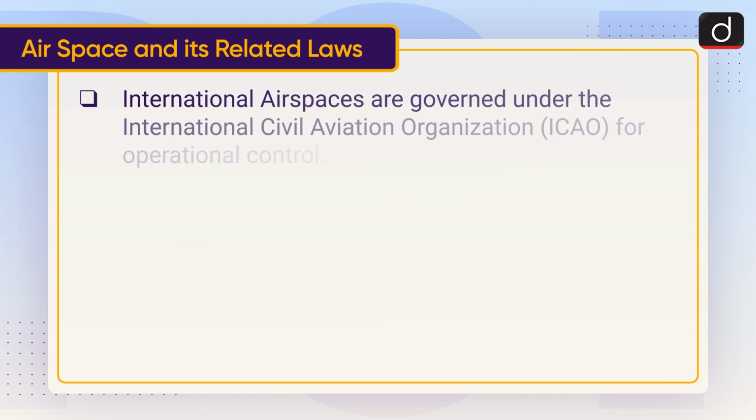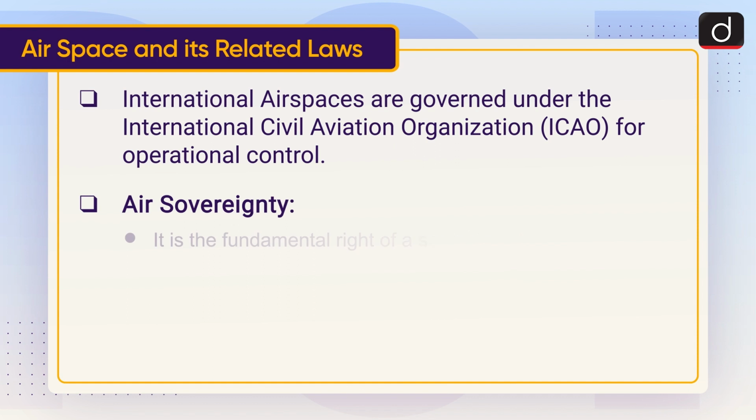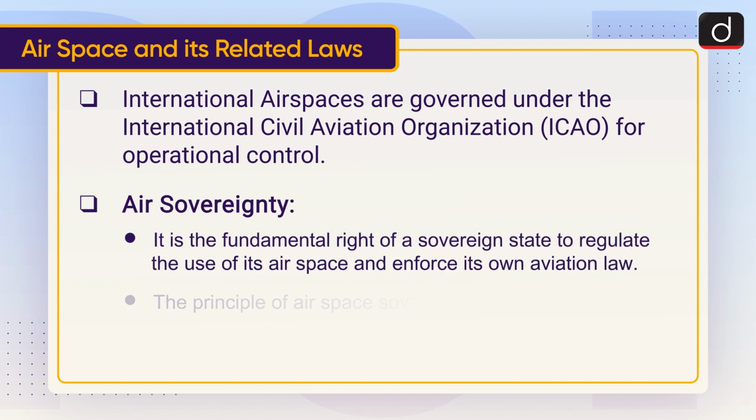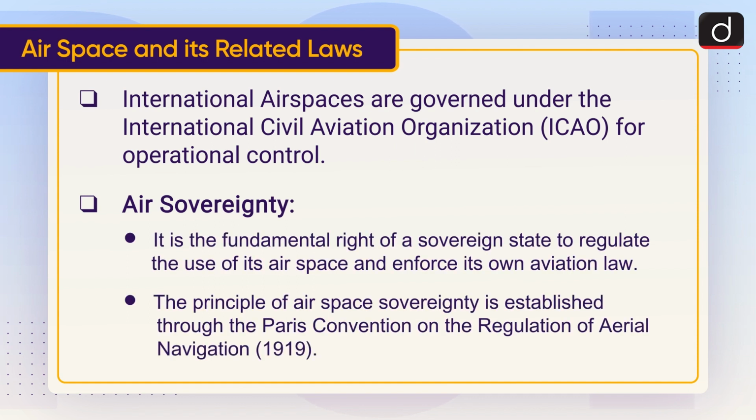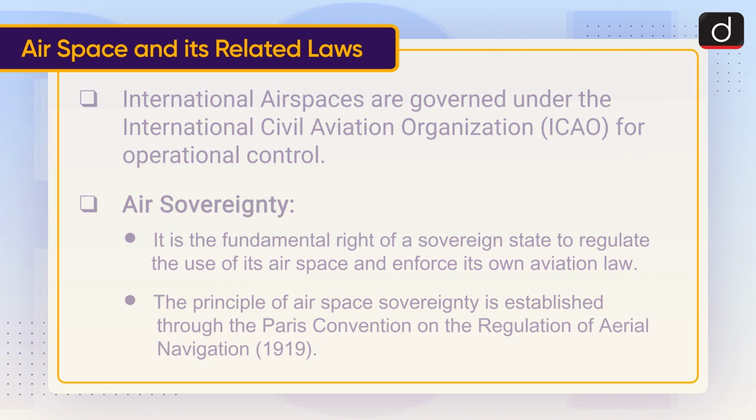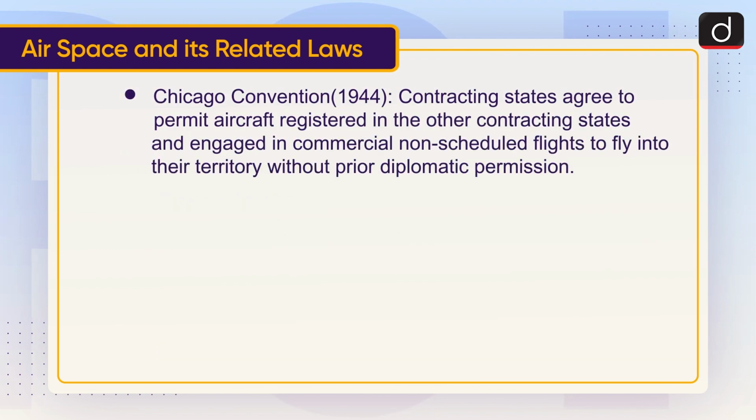International airspaces are governed under the International Civil Aviation Organization, or ICAO, for operational control. Air sovereignty is the fundamental right of a sovereign state to regulate the use of its airspace and enforce its own aviation law. The principle of airspace sovereignty is established through the Paris Convention on the Regulation of Aerial Navigation 1919 and the Chicago Convention 1944.